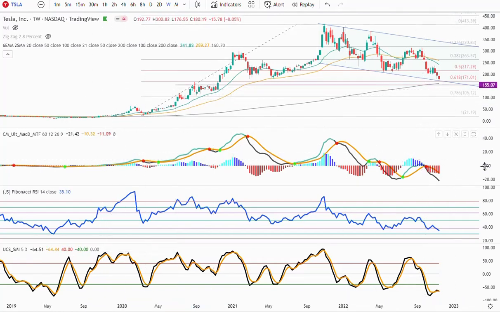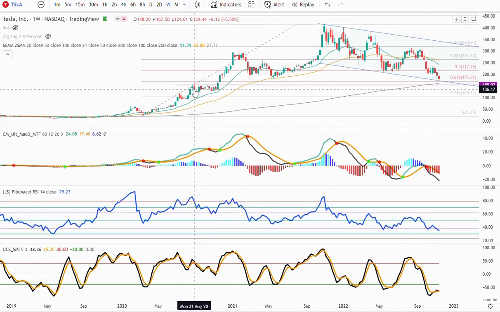So what you're seeing is that between 170 and 145, it's got a number of supports. There's the bottom of this channel right here. There's the 61.8 fib, which is around 171. There's the weekly 200 period moving average, which is around 161 at the moment.